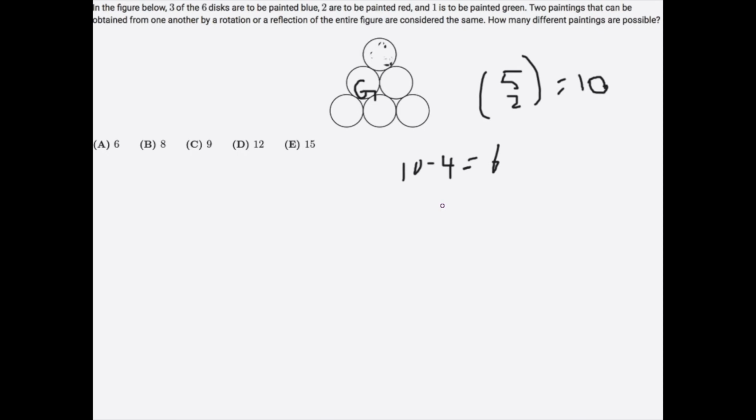So again, there are 4 arrangements that are equivalent by rotation or reflection. So again, we have 10 minus 4 equals 6 possibilities. And adding these 2 cases up, we have 12, which is D.